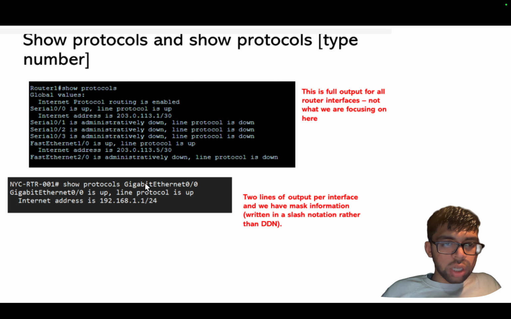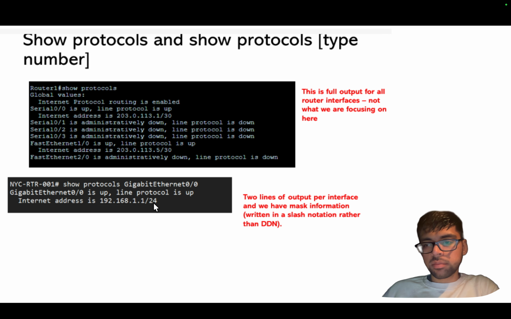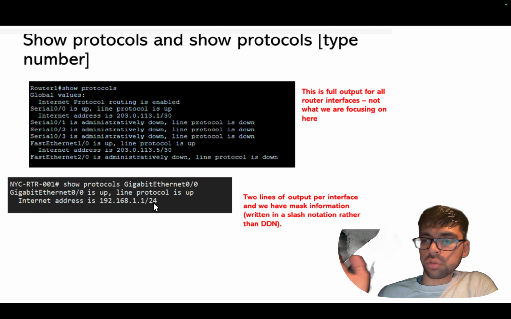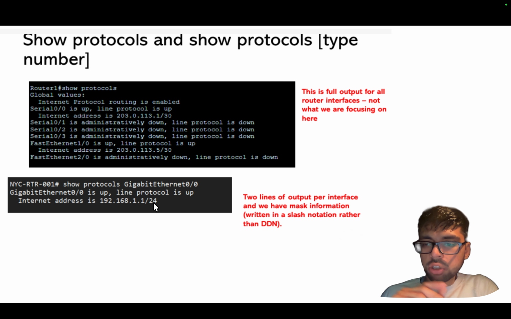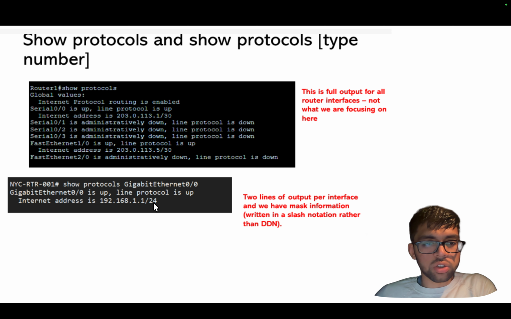Now, if you were just to type in a query for a certain interface, you're getting just 2 lines of output, but it gives you the IP address and the mask. The mask is written in a way I wasn't expecting when I was learning about this. I thought it'd be written like, for example, 255.255.255.0, but /24 is what that is. It's actually written in slash notation, not DDN, not dotted decimal notation. So that's something to watch out for. But the IP address and the mask are there, and you get 2 lines of output.